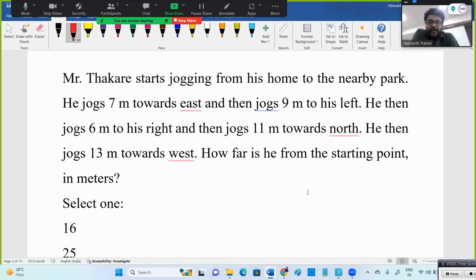So first he travels 7 meters east. See, in directions, you people can draw the diagram. You can do one method. The other method is, directly you can write, 7 meters east, then left. From east, left means it's like clockwise or anti-clockwise.